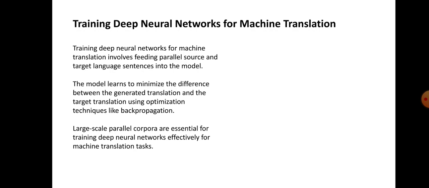Training deep neural networks for machine translation. Training deep neural networks for machine translation involves feeding parallel source and target language sentences into the model. The model learns to minimize the difference between the generated translation and the target translation using optimization techniques like backpropagation. Large-scale parallel corpora are essential for training deep neural networks effectively for machine translation tasks.